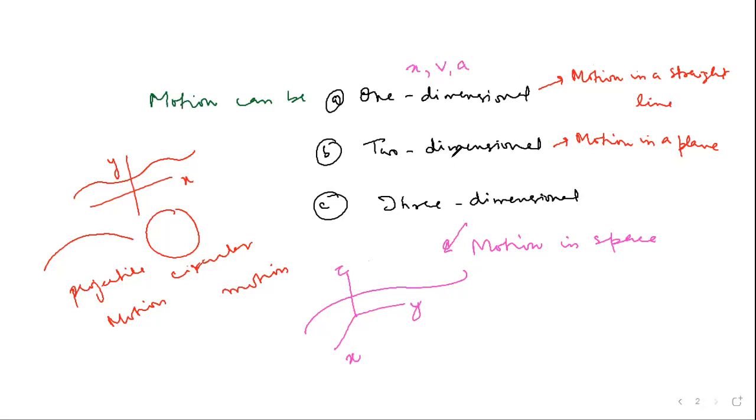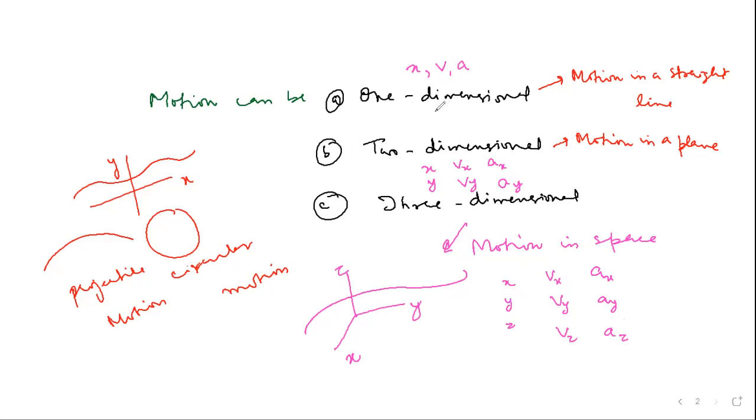Now in two-dimensional motion, you will have two positions, x and y. Then you will have two velocities, velocity along x, velocity along y, right? And accordingly, there will be acceleration along x direction, acceleration along y direction. In three-dimensional motion, you will have x position, y position, z position, velocity along x, velocity along y, velocity along z, acceleration along x, acceleration along y, acceleration along z, right?